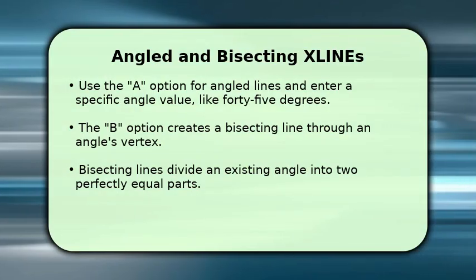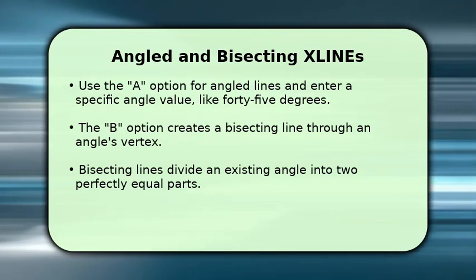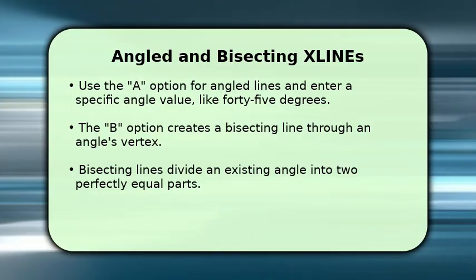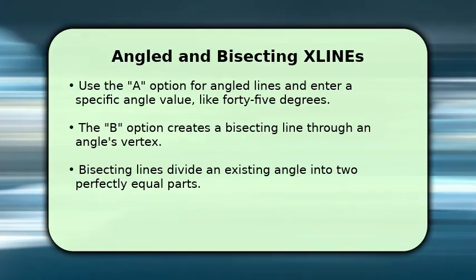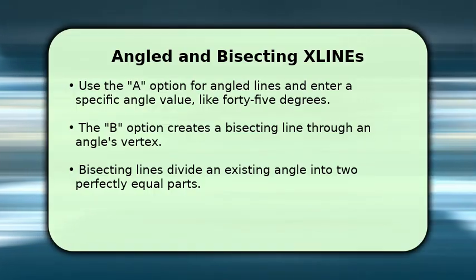Beyond horizontal and vertical, you can also create angled construction lines. After typing X-line, choose the A option for angle, then input your desired angle, for example 45 degrees. Additionally, the B option allows you to bisect an existing angle, creating a line that perfectly divides it into two equal parts. This is incredibly helpful for symmetrical designs and complex geometric layouts, providing precise angular guidance.